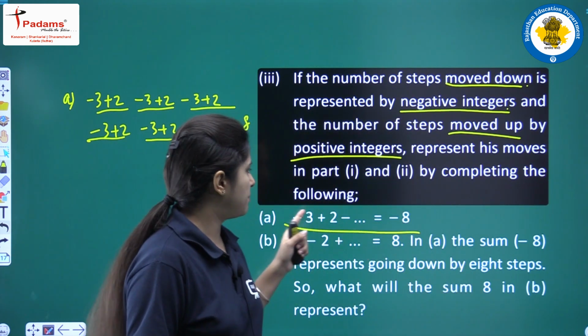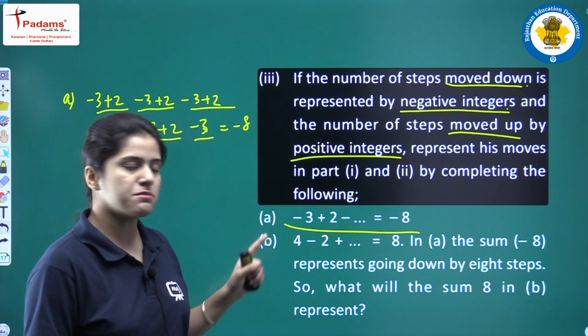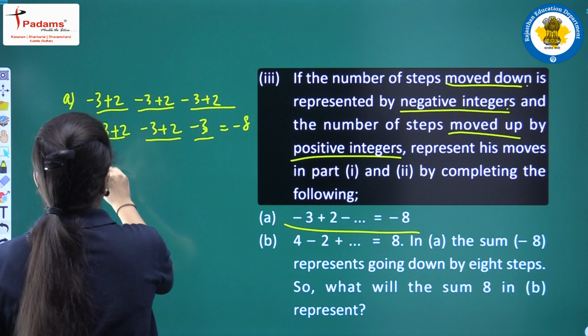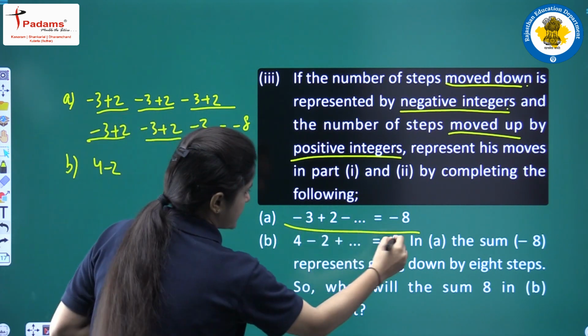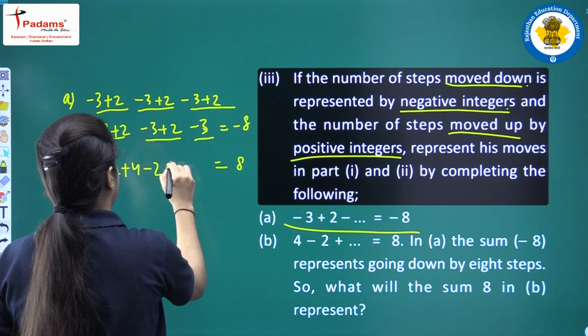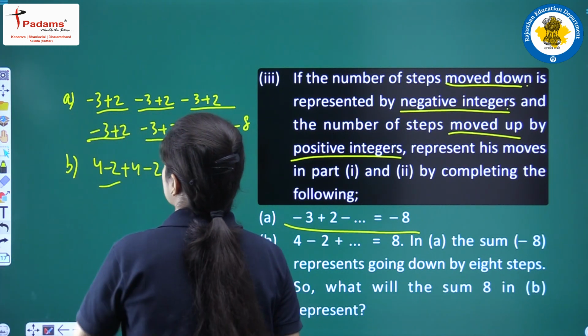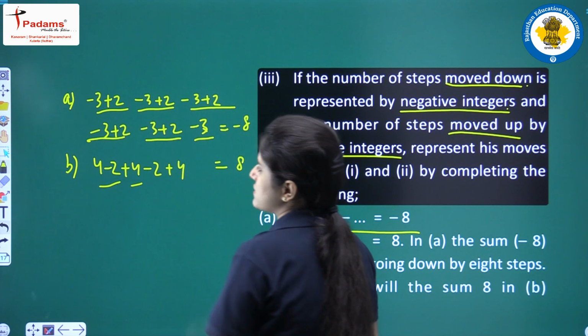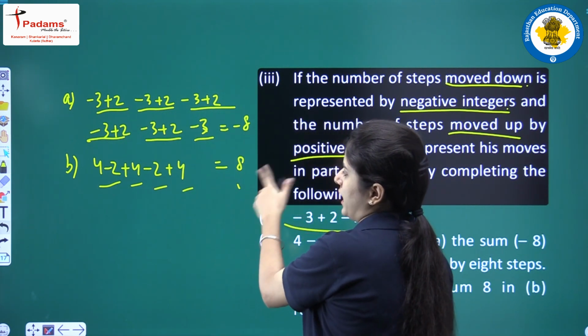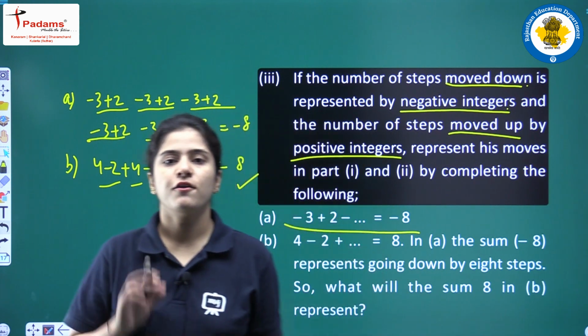So in this particular part we'll be having 11 jumps, and in the next part, in the part B, 4 minus 2, in how many steps it will be like 8, completely 5. 4 minus 2 is equals to 2, 2 plus 4 is equals to 6, 6 minus 2 is equals to 4, 4 plus 4 is equals to 8. Okay students, so in 5 jumps.